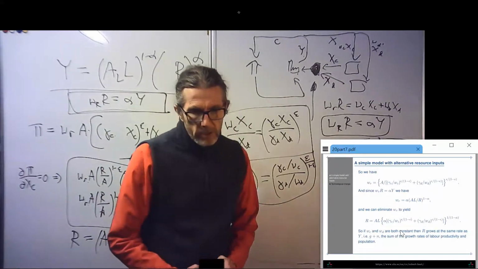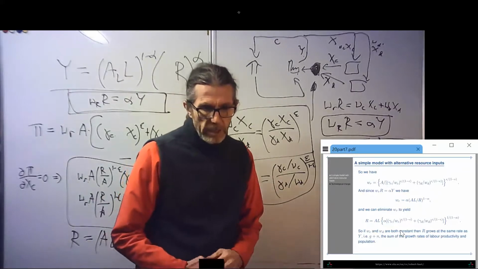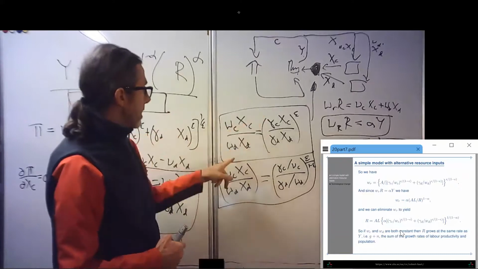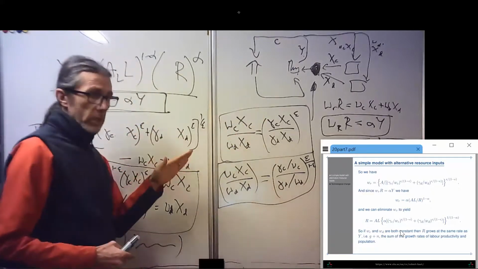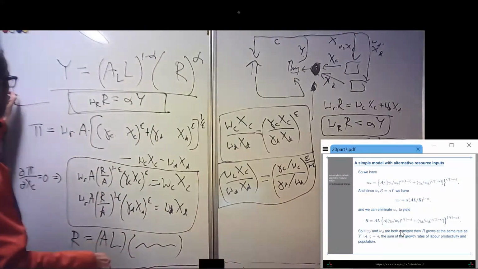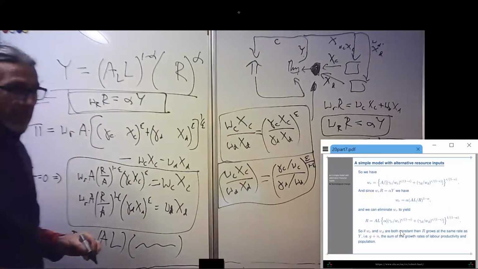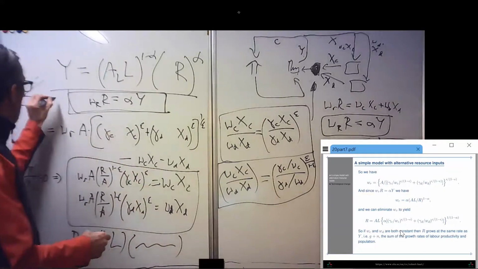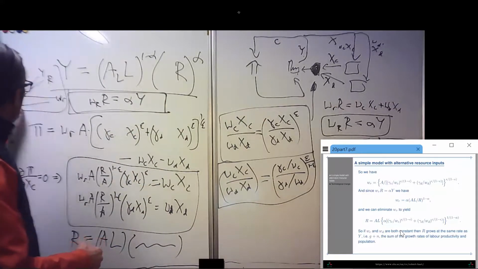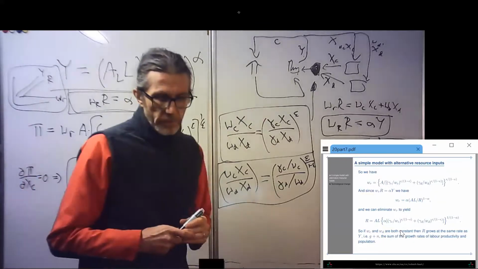So R grows at the same rate as Y if these WC and WD are constant, which is what we expect. It all makes sense. This is basically, yeah, WR will be constant and R and Y will track each other.